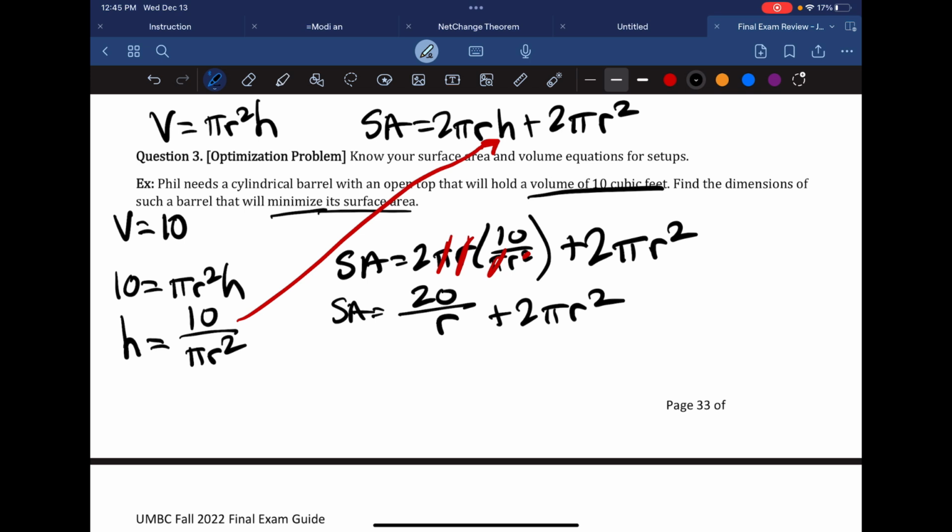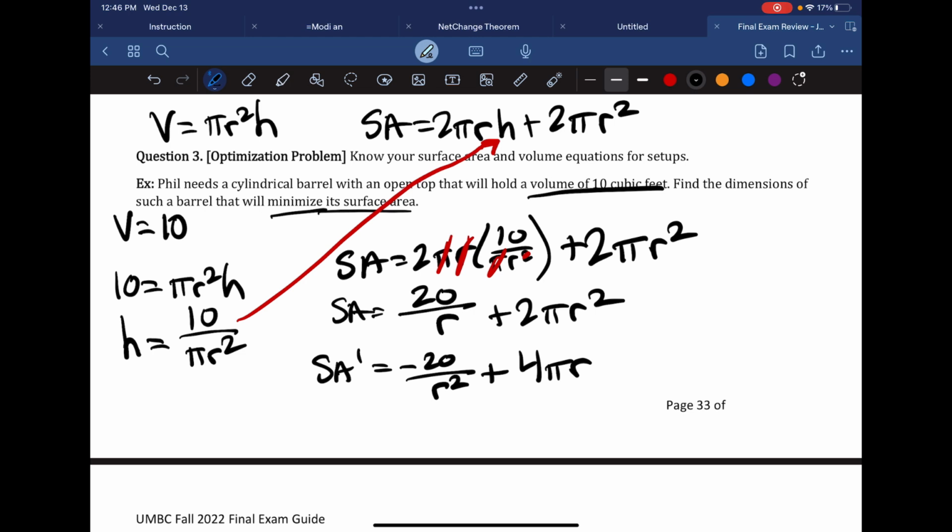Now, in order to take the next step, we have to take the derivative of this. So SA prime equals negative 20 over r squared, and that's a power rule problem where you first rewrite it as r to the negative 1, and then do the power rule on it, and you get negative 20 times r to the negative 2, and then you move that negative 2 down to the denominator. Over here, this is a simpler power rule for 2 pi r squared, giving 4 pi r.